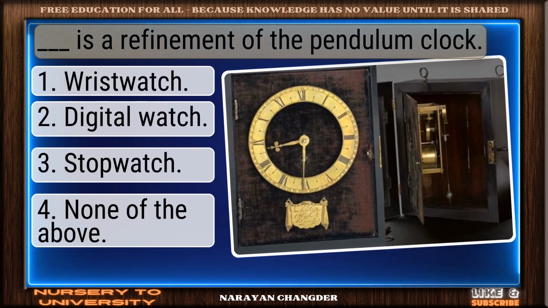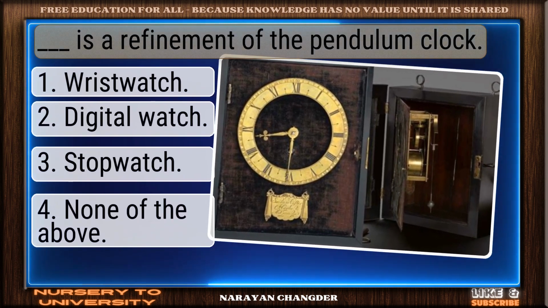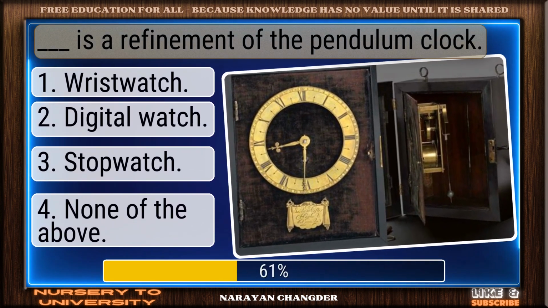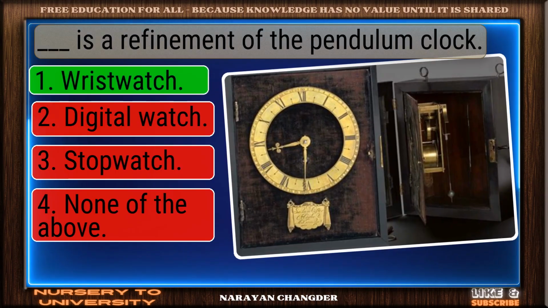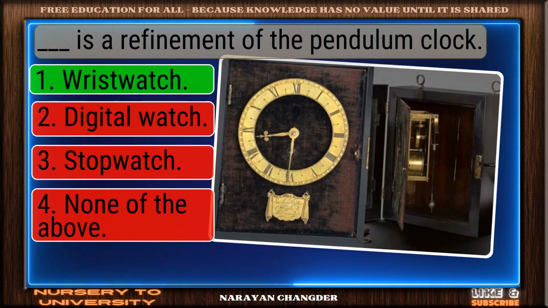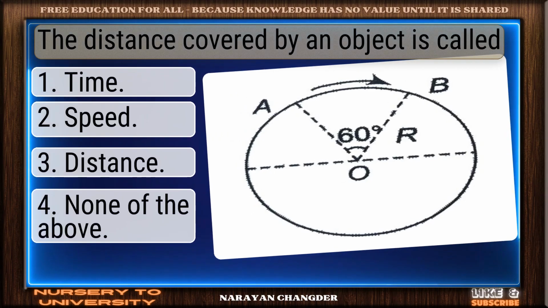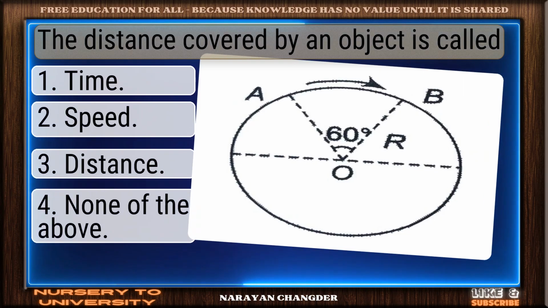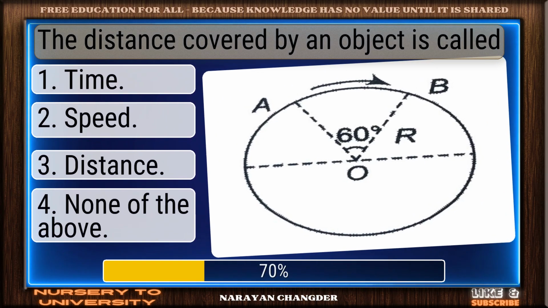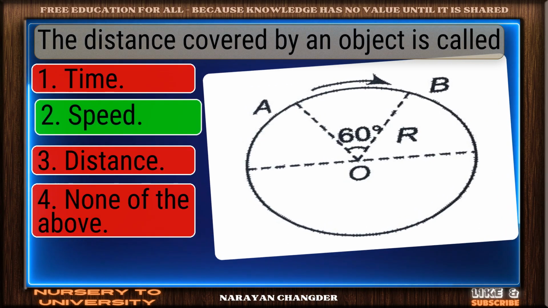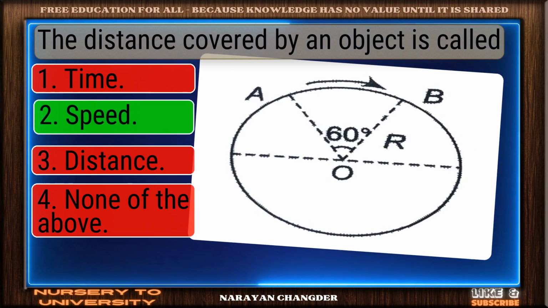Question number 57. Dash is a refinement of the pendulum clock. Perfect. Wristwatch is the correct choice. Question number 58. The distance covered by an object is called. Sharp thinking. Speed is the right choice.